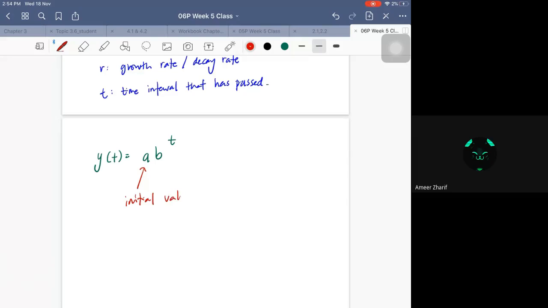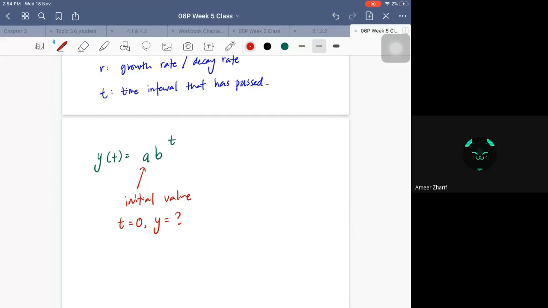Okay, apa the initial value? Initial value means at time t equals 0, what is going to be the value of y? Masa kita start experiment, masa kita start proses tu, okay, berapa nilai y? So that is called as the initial value. Value masa mula-mula, masa start, when we begin. Okay, so that is going to be the value of a.